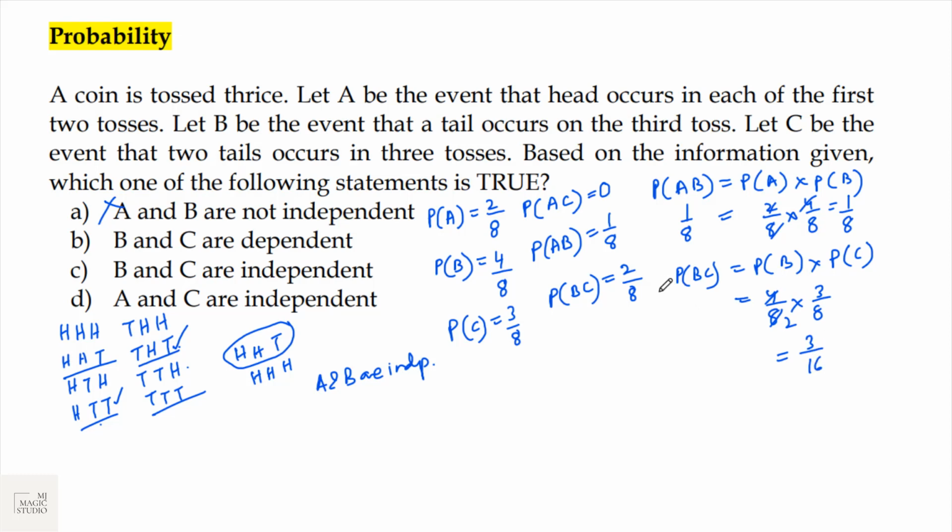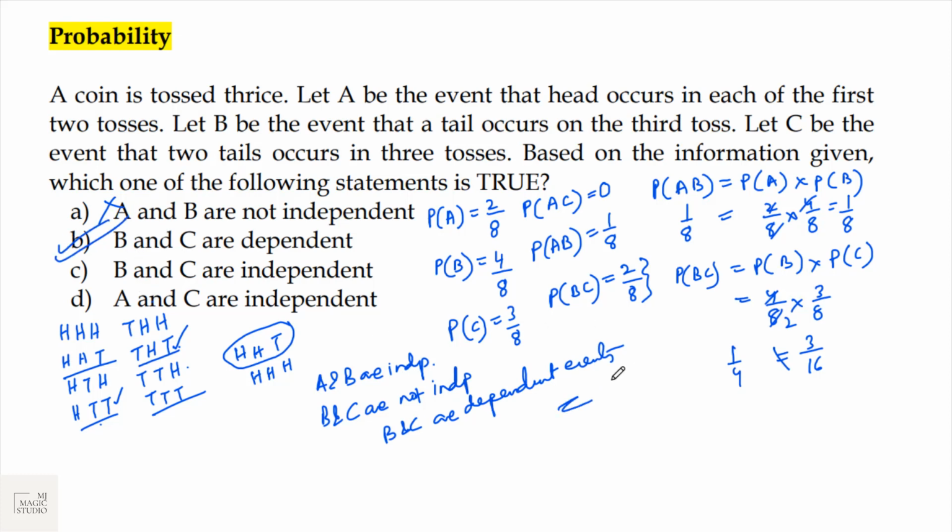That comes to 3 by 16. But probability of B and C is given as 2 by 8, that is 1 by 4. That means 1 by 4 is not equal to 3 by 16. That means B and C are not independent. That means B and C are dependent events. Do we have this option? B and C are dependent events. Option B is the correct statement in this case.